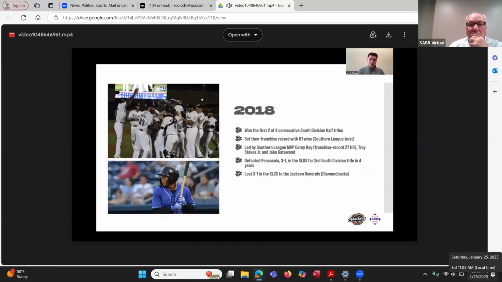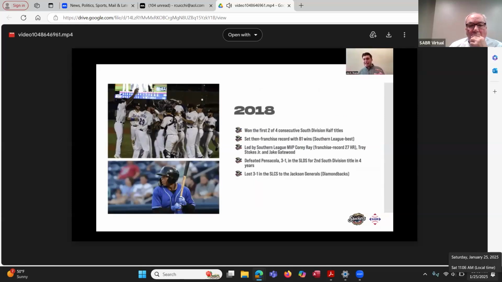This is the first 2 of 4 consecutive South Division half titles. The Shuckers between 2018 and 2019 were ridiculous. They missed out on the playoffs in 2016, just missed in 2017. Back in it in 2018 with 81 wins, a Southern League best, and at the time it was the franchise record until the next season came around. But they won the first half title. They won the second half title.